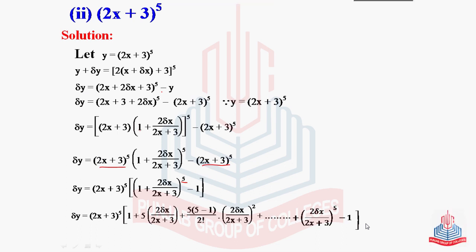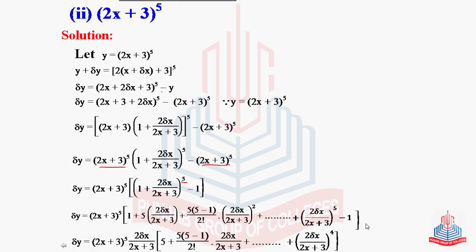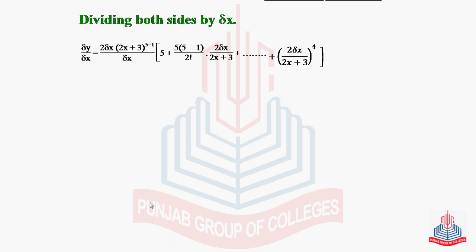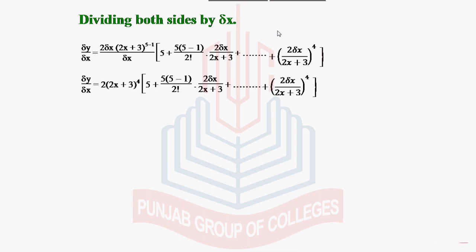Now this plus 1 and minus 1 will be cancelled out, and the remaining portion is (2x plus 3) raised to the power 5 times 2 delta x over 2x plus 3, and so on, the remaining portion after cancelling. Now dividing both sides by delta x, delta y over delta x is equal to the (2x plus 3) raised to the power 5 times 2 delta x over 2x plus 3, and so on. Due to the common base, the powers will be combined, and this one is the division by delta x, and this bracket portion will remain the same. Now delta y over delta x, after simplification, this delta x will be cancelled out: 2 into (2x plus 3) raised to the power 4, and this one is again the same thing.